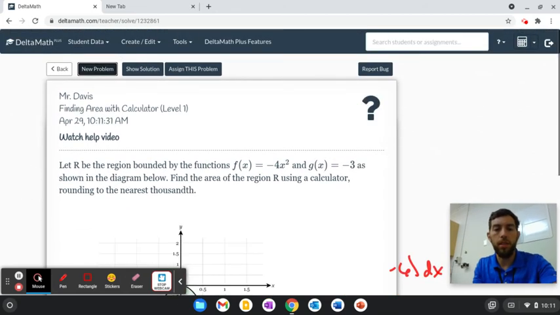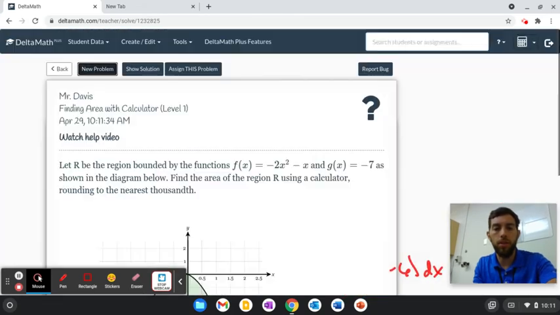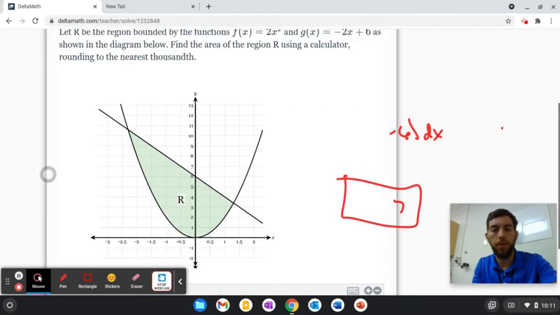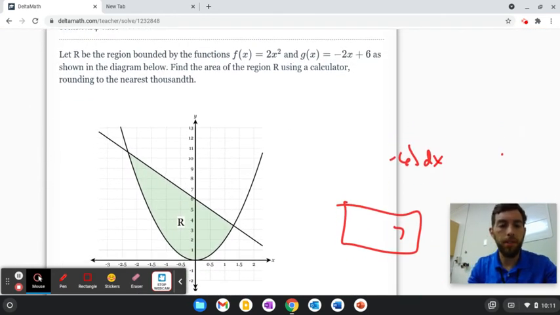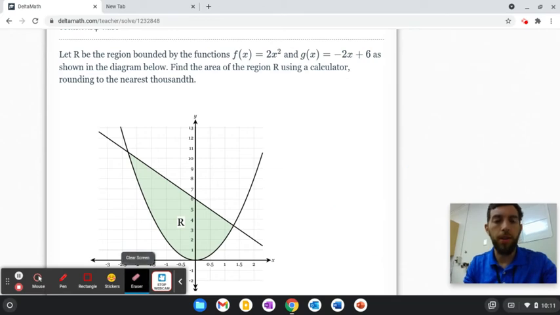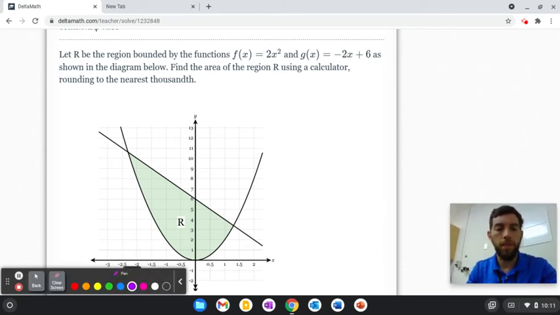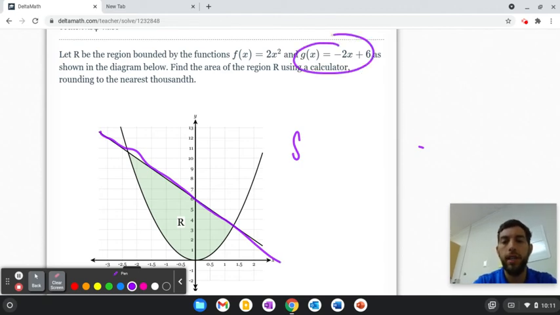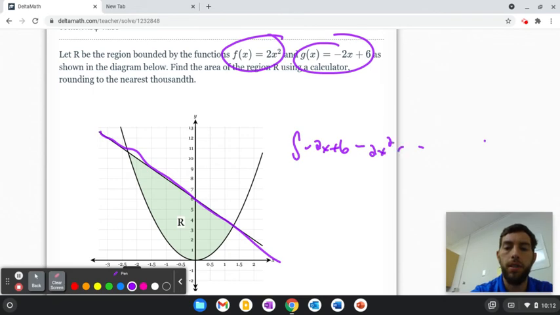All right, maybe let's see one more, let's do a slightly different one. Okay, here we've got two functions. I'm just going to go through this real quick, and then we've got one more section here. So again, it's going to be the integral of the top minus the bottom. So we just identify the top function. The top function in this case is the linear equation here, negative 2x plus 6, minus the bottom function. The bottom function here is the parabola, 2x squared dx.